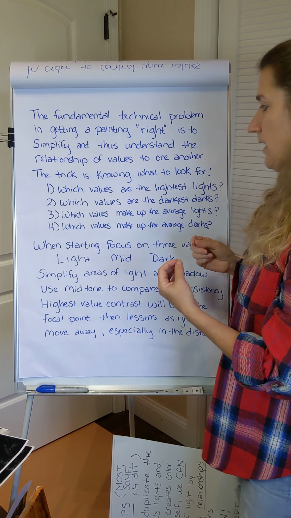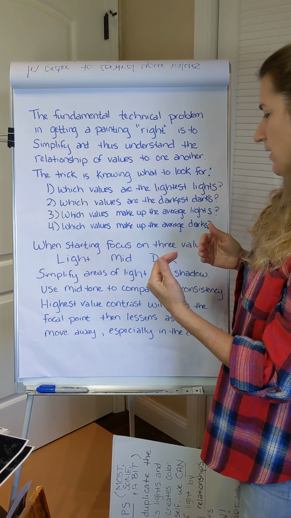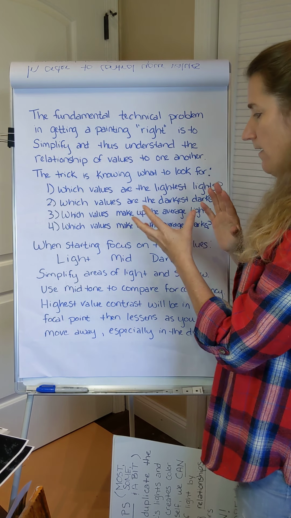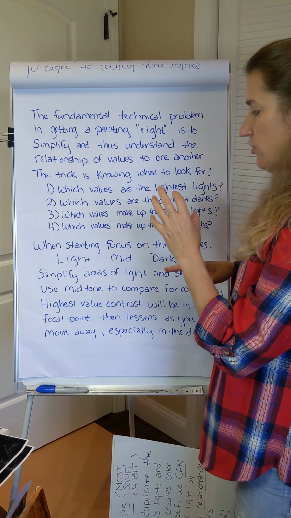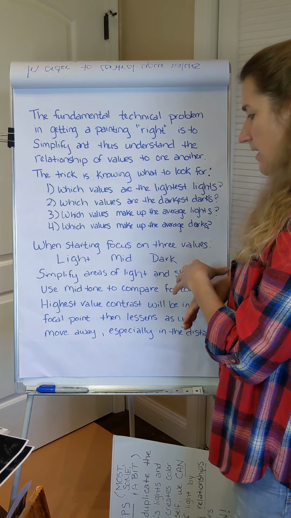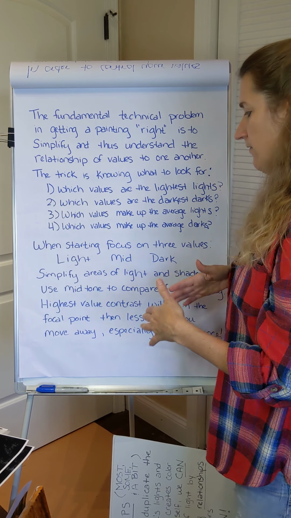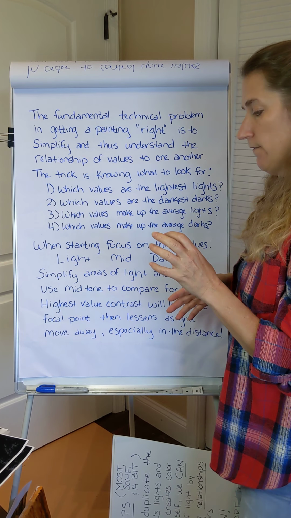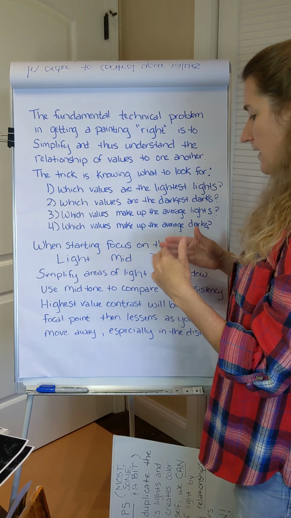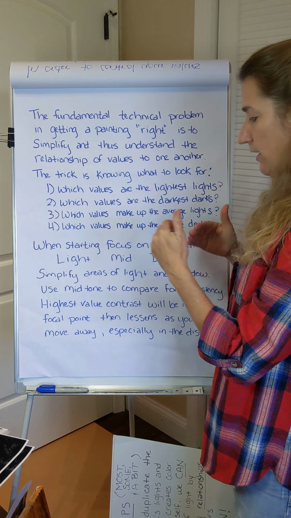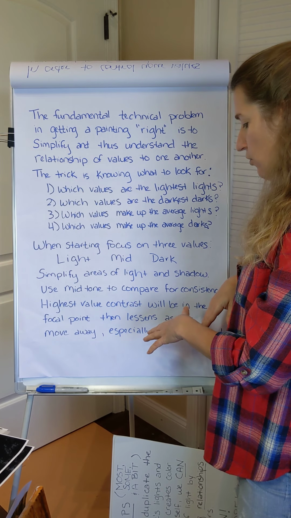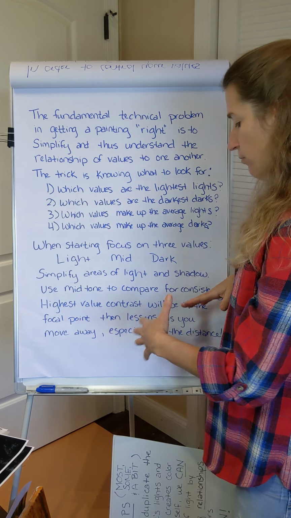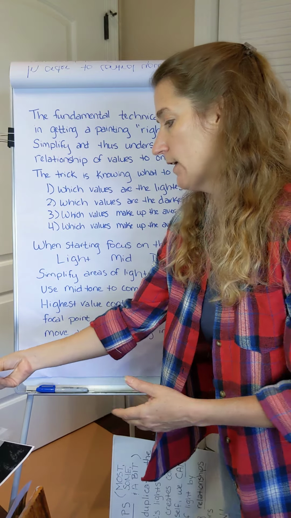So when you're first starting out, you just want to step back, you want to squint, and your main idea is you want to be able to break things up, simplify into light, mid, or dark values. You want to simplify the areas of light and shadow. So you can find something that's in a middle gray to use as your comparison point for consistency. And remember that our highest value contrast is going to be in the focal point, and then as we move away from the focal point, it's going to lessen, especially if we're going into the background.